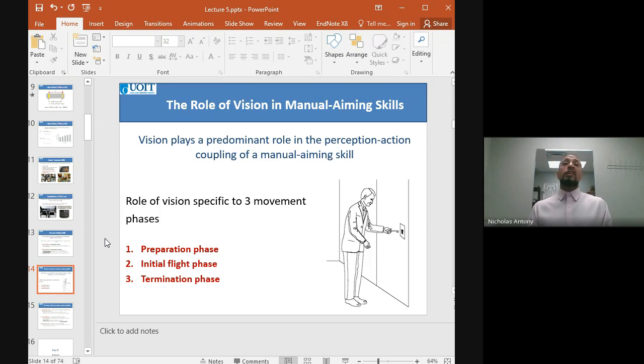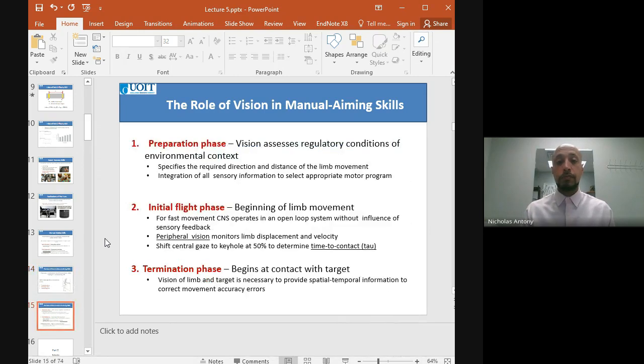We discussed that at the end of the lecture. Vision is primary. So vision tends to supersede all of our different senses. So when evaluating just manual aiming tasks, let's look at how vision is utilized in the preparation phase, in the initial flight stage, and in termination. Studies looked at whether they could find different variables that were consistent between people doing manual aiming tasks, reaching and pointing specifically.